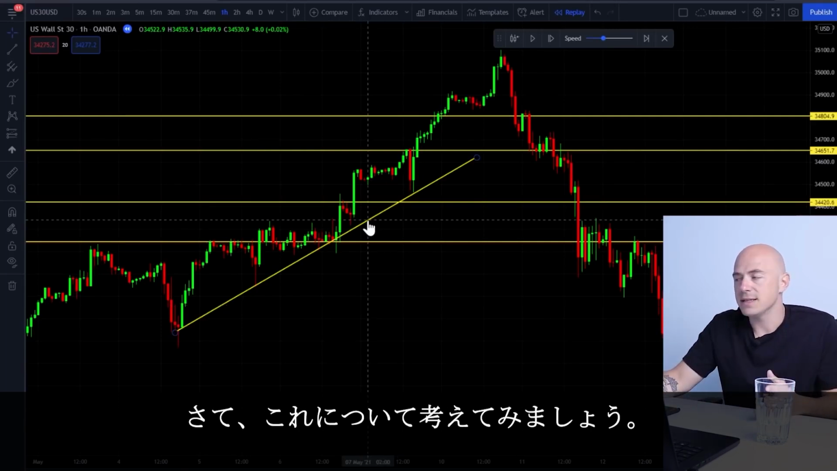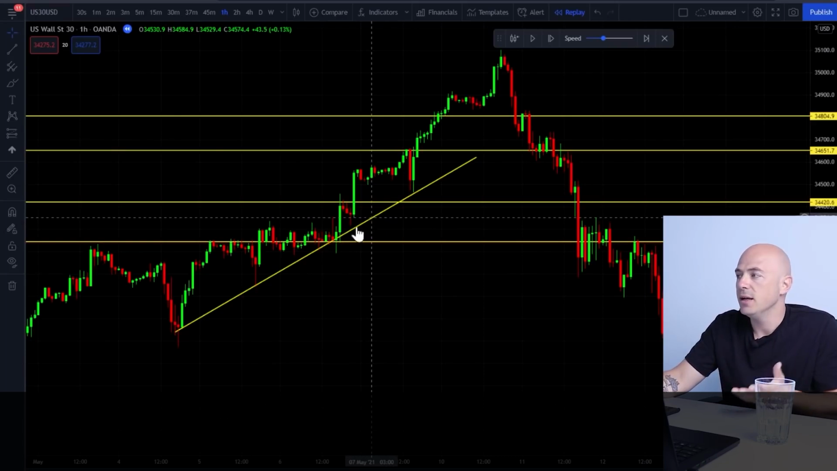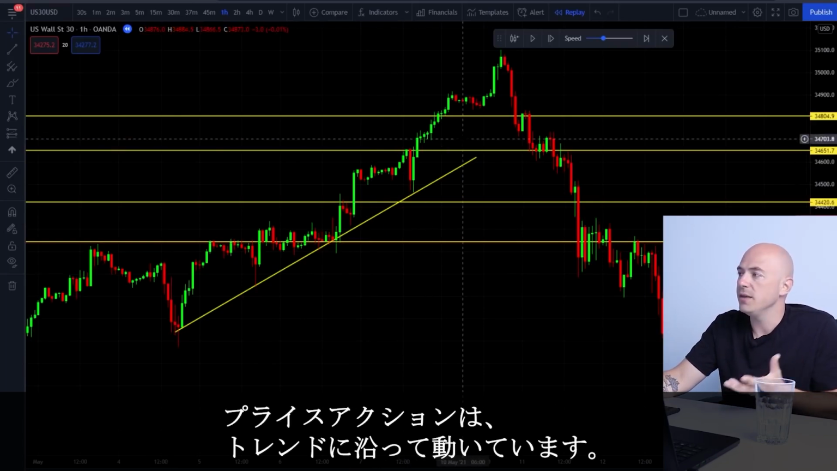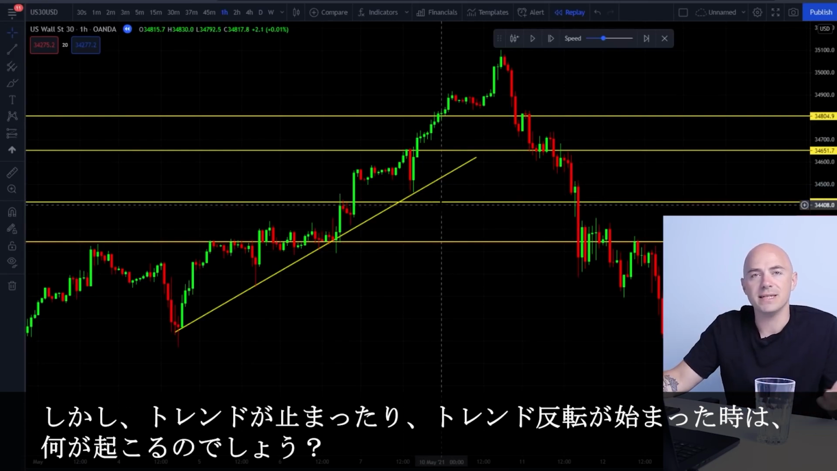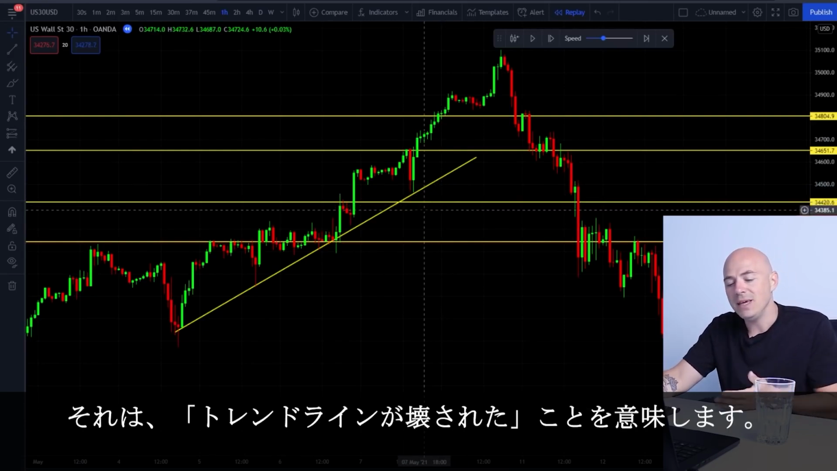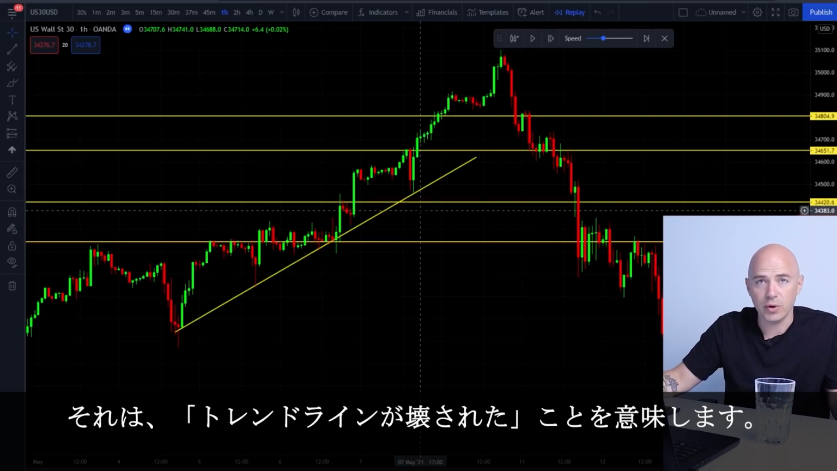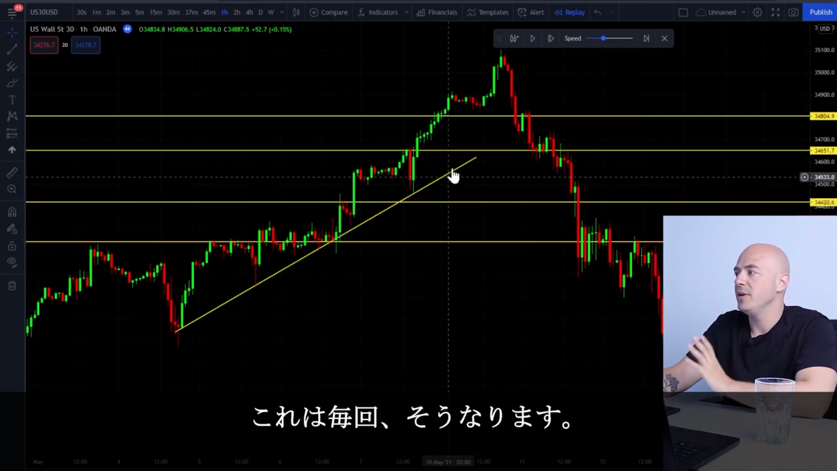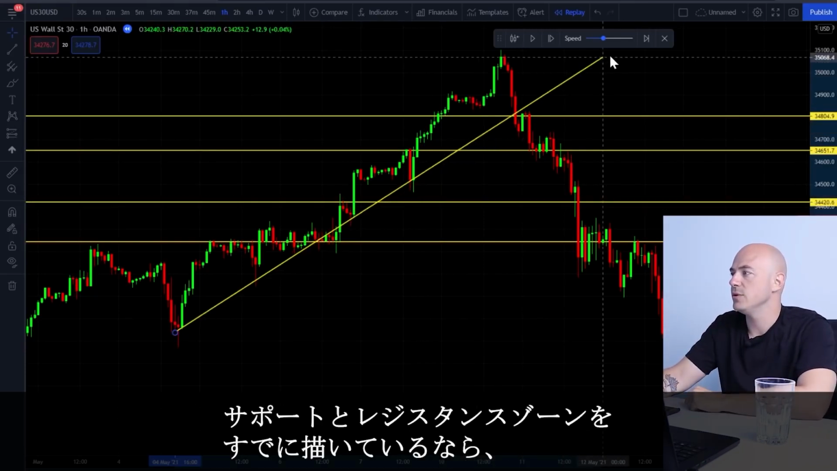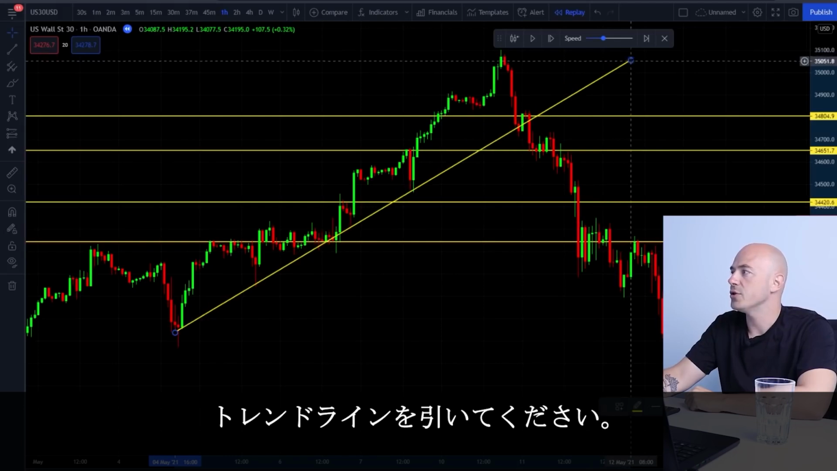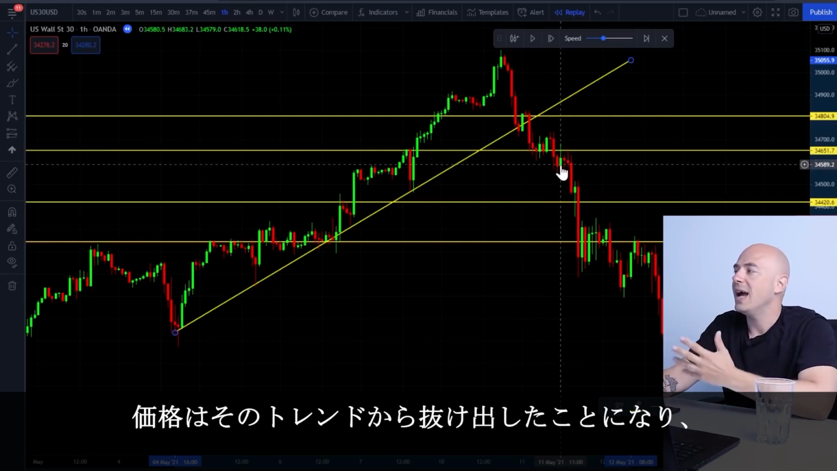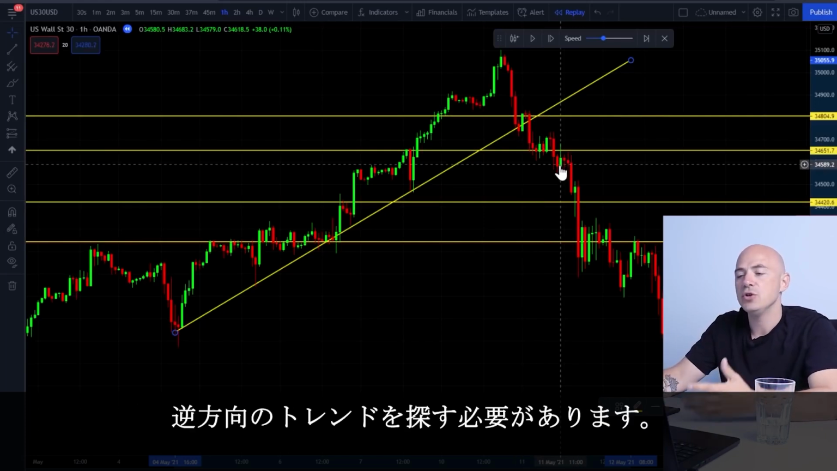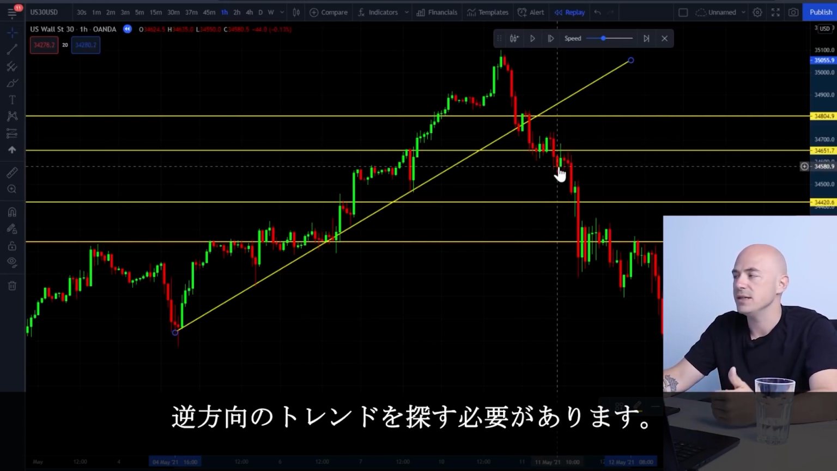Now, think about this. This is called a trend line. The price action is following the trend. But what happens when the trend stops or we start to see a trend reversal? It means that the trend line is broken. This works every single time. If you have your support and resistance zones drawn up and you draw your trend lines, once that trend line is broken, we have now gotten out of that trend and you should be looking for the opposite direction.